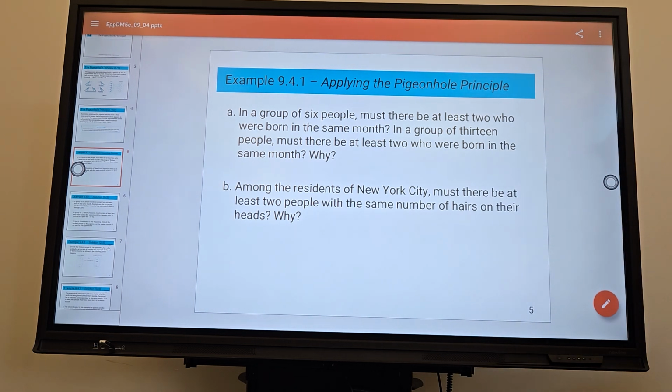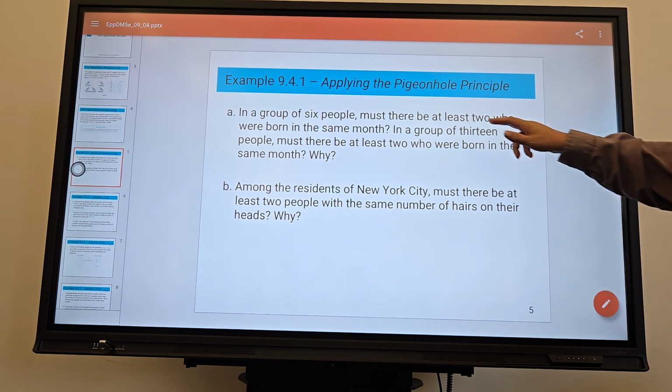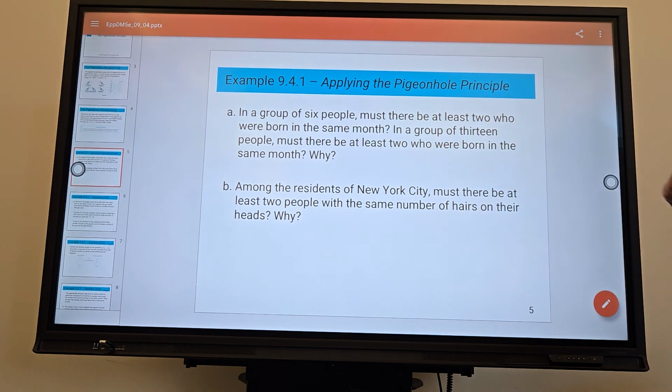Applying the pigeonhole principle: in a group of 6 people, must there be at least 2 who were born in the same month? Of course not, because 6 is less than 12. You can have somebody born in January, February, March, April, May, and June, and nobody shares a month. But in a group of 13, there must be at least 2 who were born in the same month.